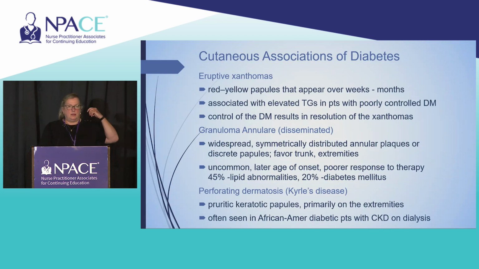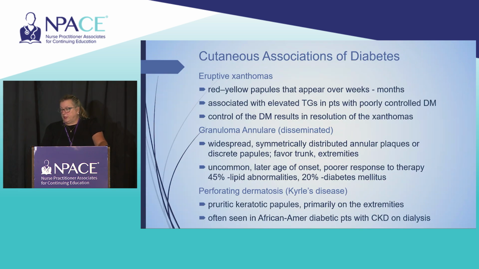These are the red-yellow papules that'll pop up in clusters pretty acutely over weeks to months. We see it in patients who have poorly controlled diabetes, but once they control their blood sugars, the xanthomas actually resolve spontaneously, so that's nice. We mentioned the disseminated granuloma annulare.